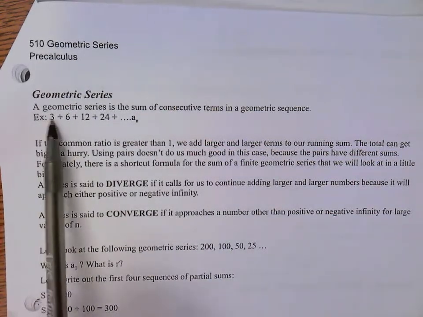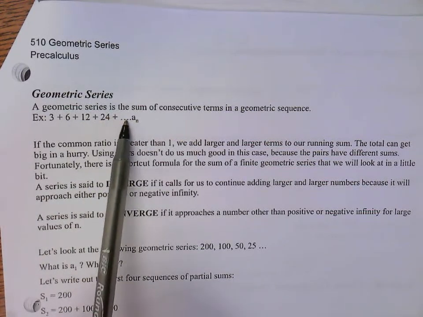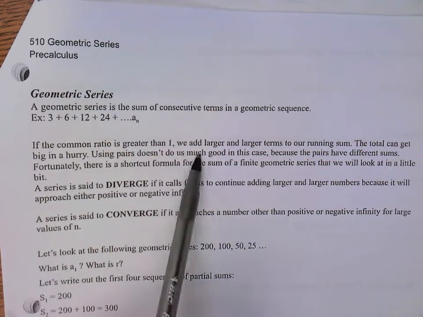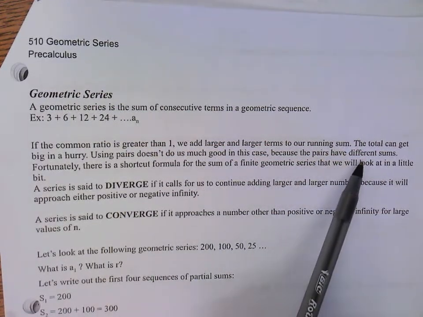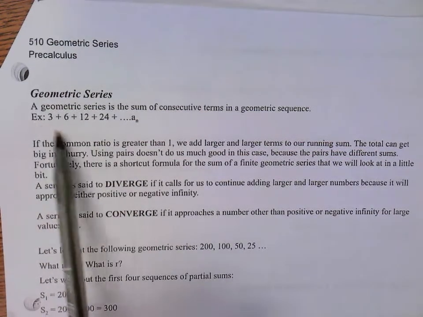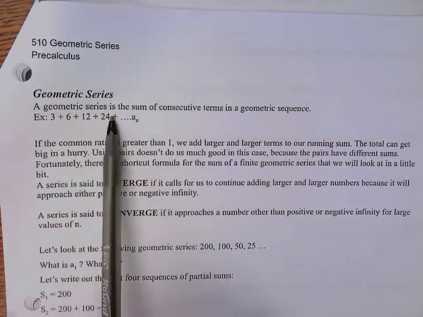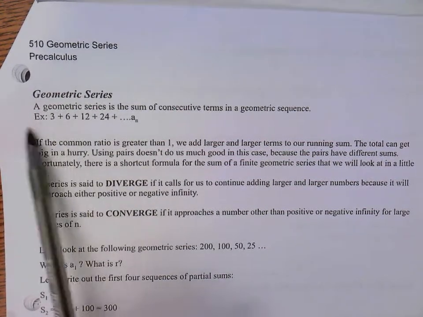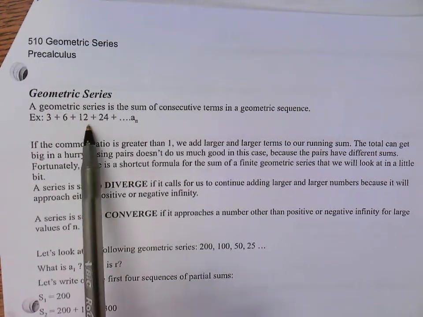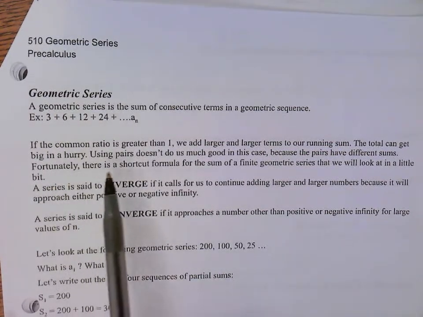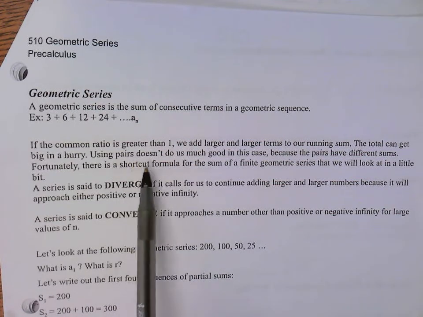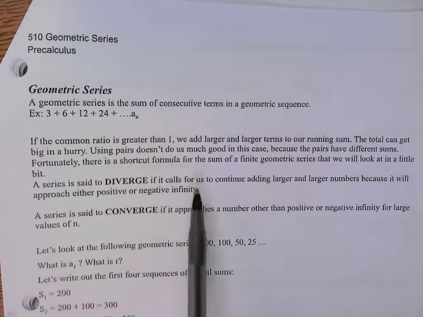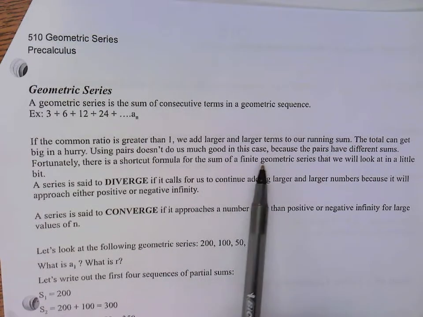If I tried to keep adding on terms, now I'm at 48, then I'm at 96. It says using the pairs doesn't do us much good because the pairs will have different sums. So even if you look at these first 4 terms, the 3 plus the 24 would give you 27, but the 6 plus the 12 is only 18. So the pairs don't work for a geometric series the way they do for arithmetic. So it says, fortunately, there's a shortcut formula. We're really not going to use the shortcut formula because we could just use our summation on the calculator. But we are going to use one when we get to infinite geometric series.